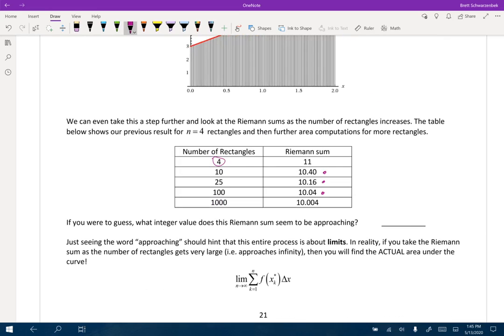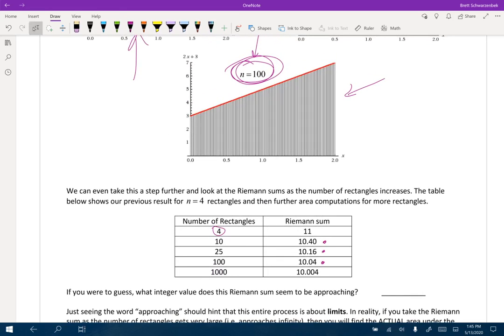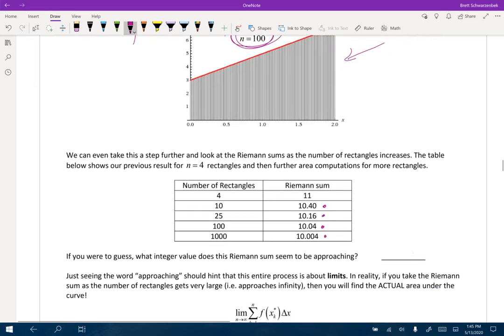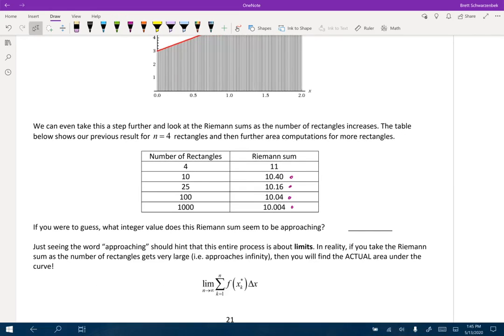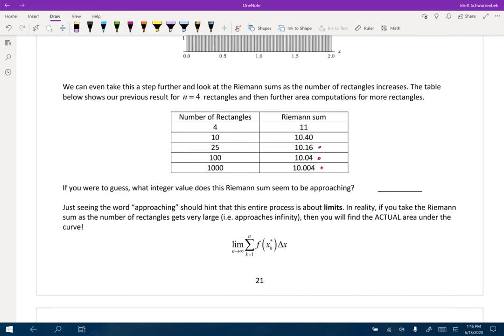And the picture that isn't even here because you can't even see it is, what if you did 1,000 rectangles? What do you get? 10.004 as the Riemann sum. So note, I used a simulator to do this. So I think you guys might know where this is going, right? What does it appear that this value is actually approaching? Remember that number 10 we talked about that was the midpoint Riemann sum?